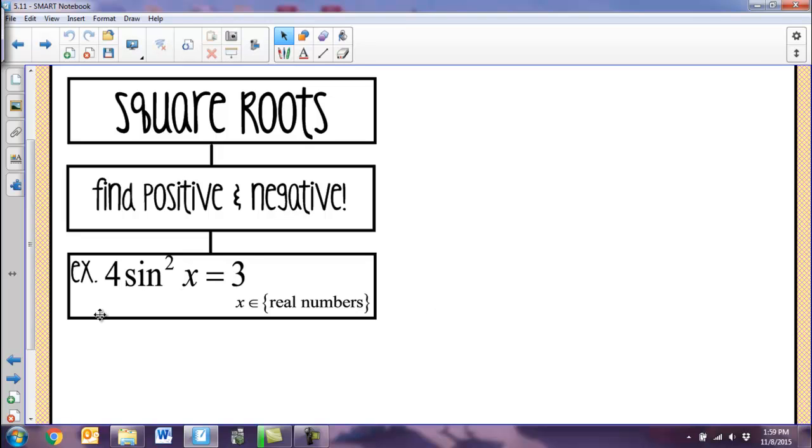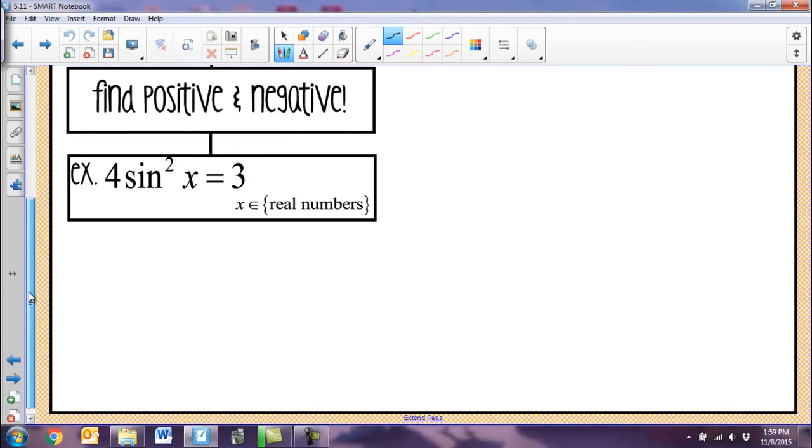This example right here would be a good place to use the square root method because you have one trig function and it's squared. Our first thing is to get the trig function all by itself. To do that, you just divide both sides by the number in the front. And so I would get sine squared x equals 3 over 4.